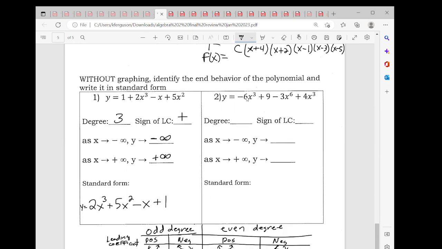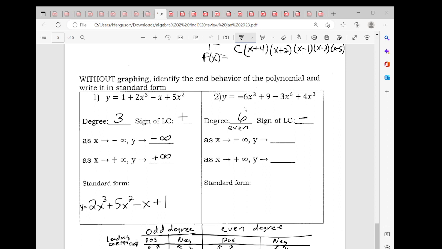And then finally, I got this right here. So what's the degree of this problem? Well, even though it's not in standard form, the highest degree is 6. So it's even. That's what I want to know. And then what's the sign of the leading coefficient? Well, the leading coefficient is -3, so negative.